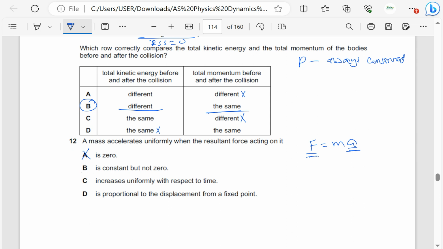The answer is B. I think I should change the battery.